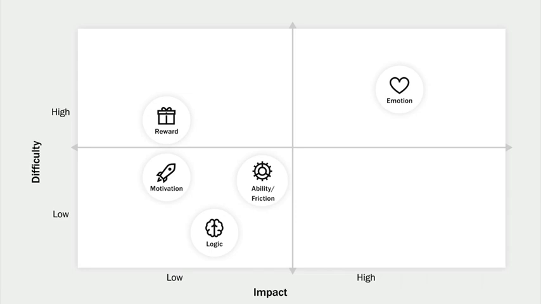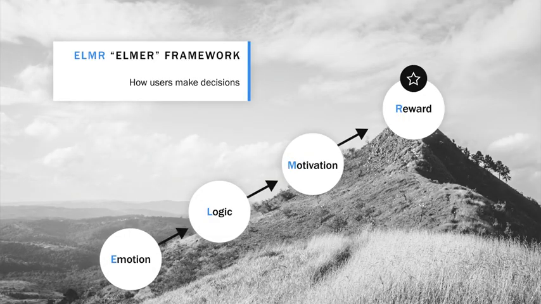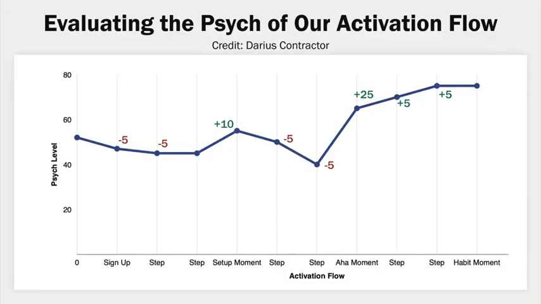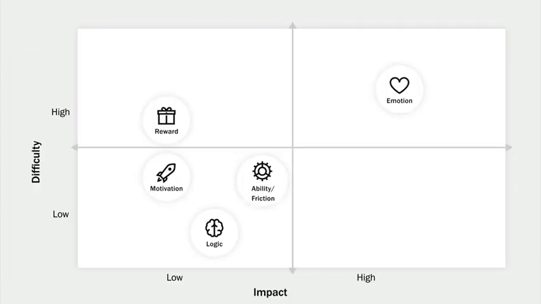We'll be going through a 2x2 matrix of difficulty as well as impact and talk about the different pieces of user psych and how easy and how impactful they are as we improve them. So in the next section, we're going to start by going through the Elmer framework of emotion, logic, motivation, and reward. We'll then talk about measuring user psych using the Psych framework, and then we'll wrap up in the last section by applying all these principles through a few examples and key flows.